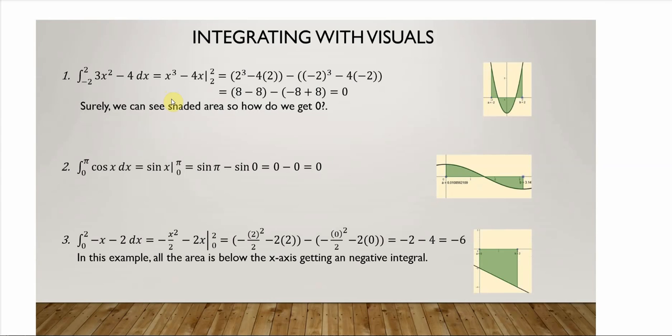So what I did was the antiderivative of this function, which is x to the third minus 4x. I substituted the 2 on top and, oops, this is supposed to be a negative 2 here, a negative 2 on the bottom. So when I do that, it ends up with 0. So if you look at this, if I integrated this part right here, oops, let me change my color. This part right here, plus this part right here, are going to cancel out this part right here. So they cancel each other out, and that's how we get 0.